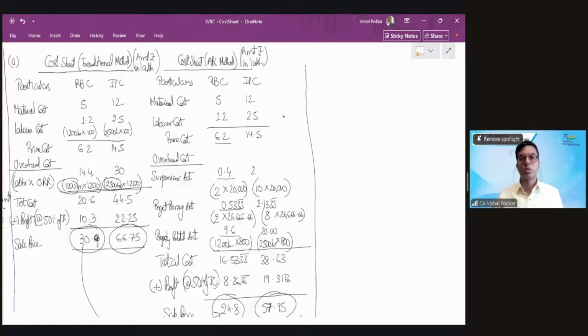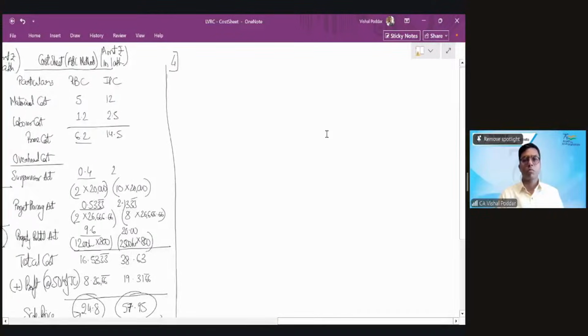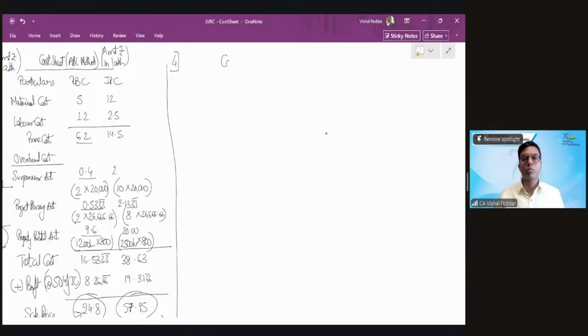So it's question 2, 3, 4. So here our cost sheet is for 2,400 pens and it is for 20 batches. Correct?